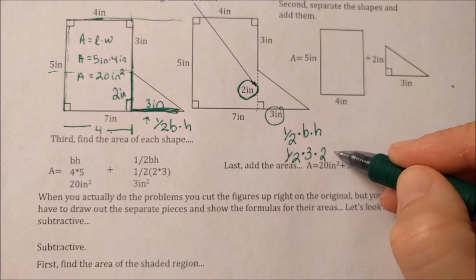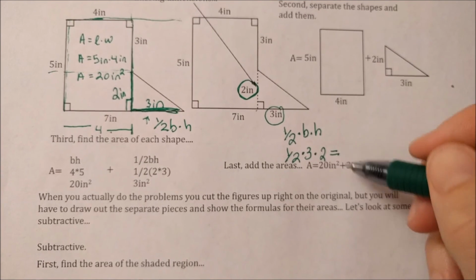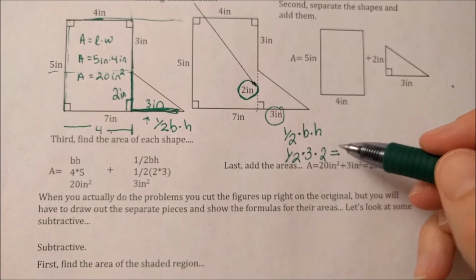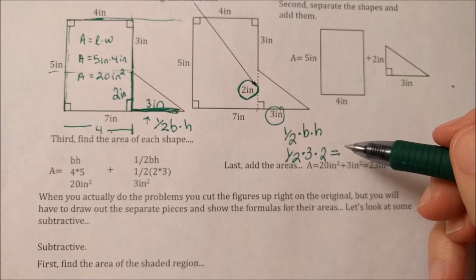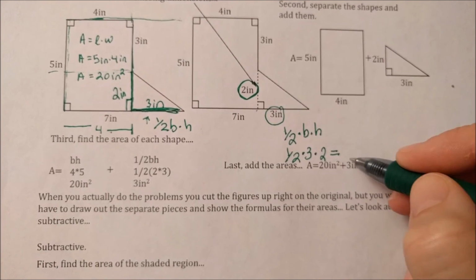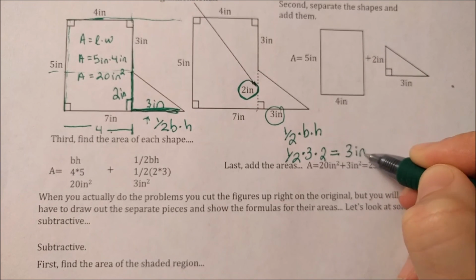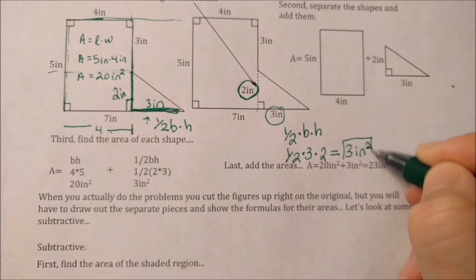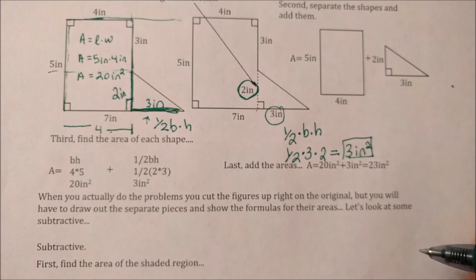And from this, I'm going to end up getting 1/2 times 3 times 2. And in fact, put that right in your calculator if you're struggling with how to do this. And what you're going to end up getting is 3, and this is going to be square inches. Don't forget to use square inches.